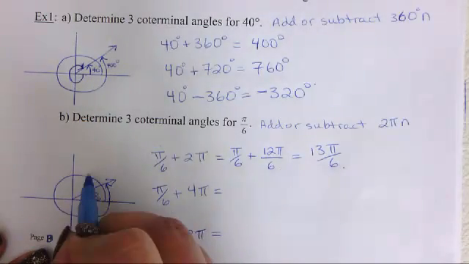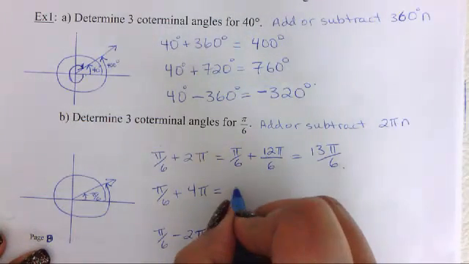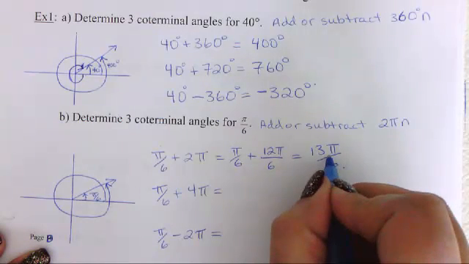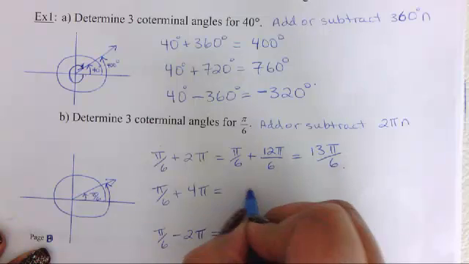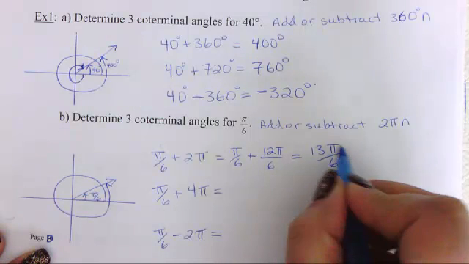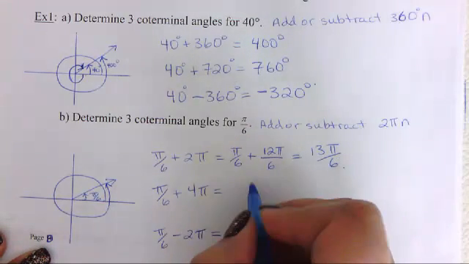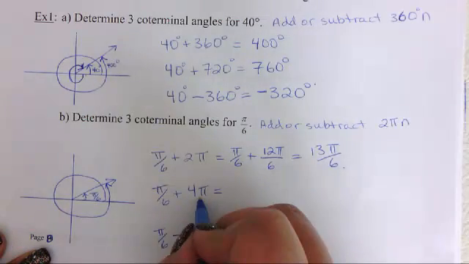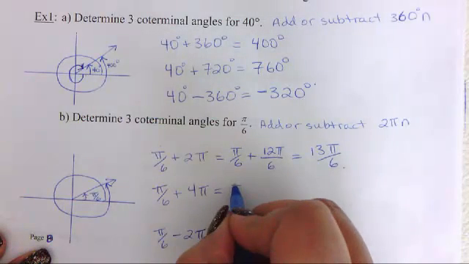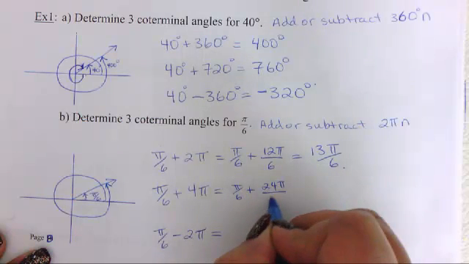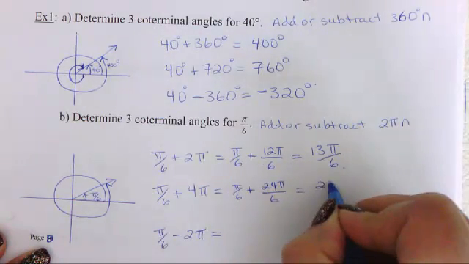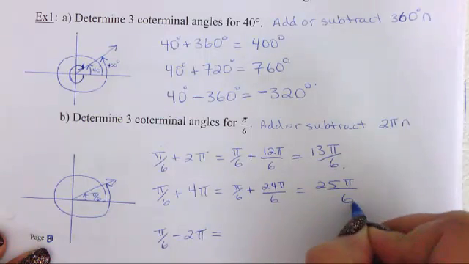Now, if I go another revolution, another 2 pi, then I simply add another 2 pi to this number. Or you can take the 13 pi by 6 and add 2 pi to that as well. So let's just do it in this form here. So we'll go pi by 6 plus 24 pi by 6, and that gives me 25 pi by 6.